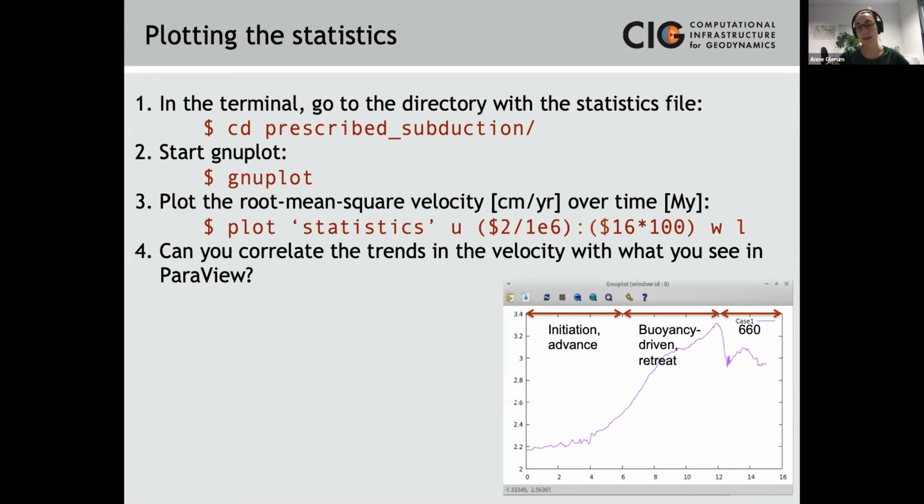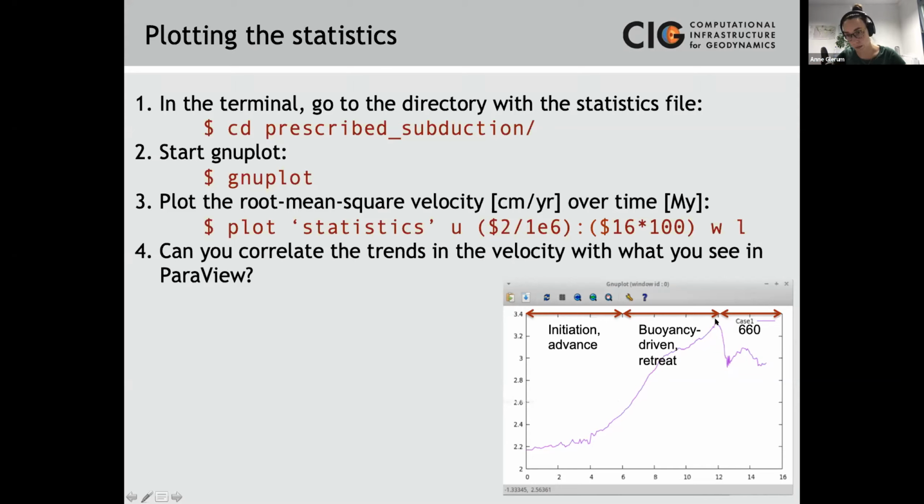But then when the slab has a significant amount of the plate hanging in the mantle, we have enough negative buoyancy to increase the downgoing velocity of the plate. And this is where we see this increase in root mean square velocity. This is also combined with retreat of the trench.